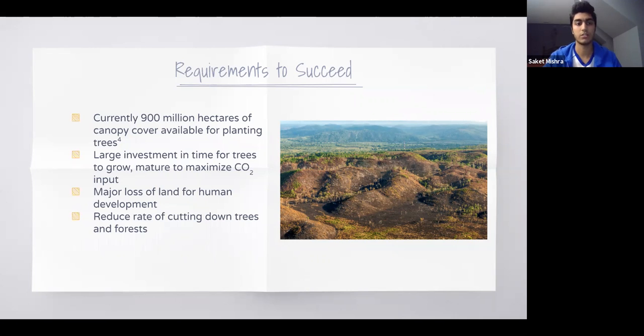And as of right now, there's 900 million hectares of canopy cover available for planting trees. So that means 900 million hectares of reducing cooling and reducing the energy used for ACs and other such natural cooling environments.